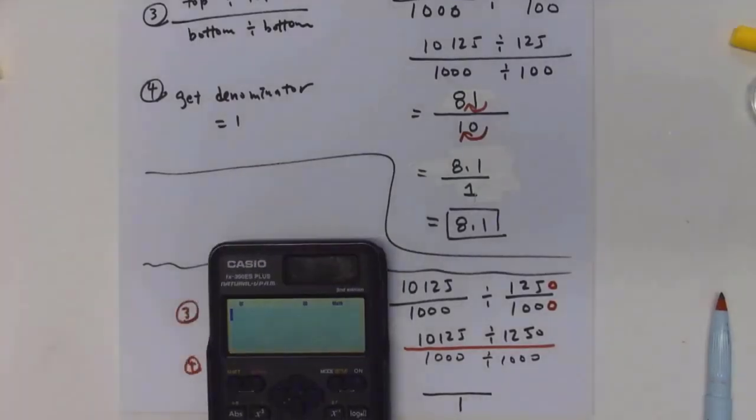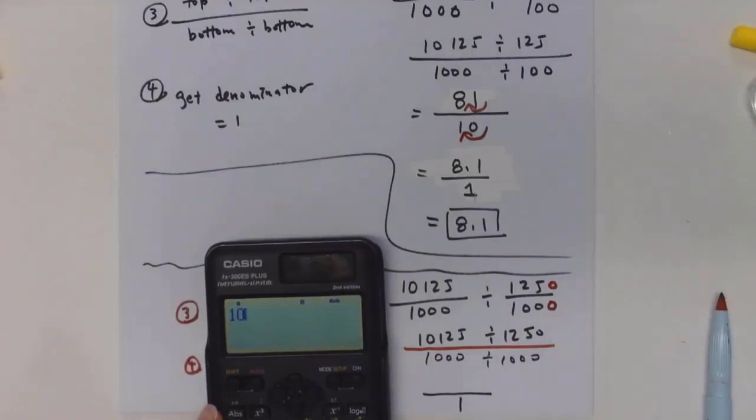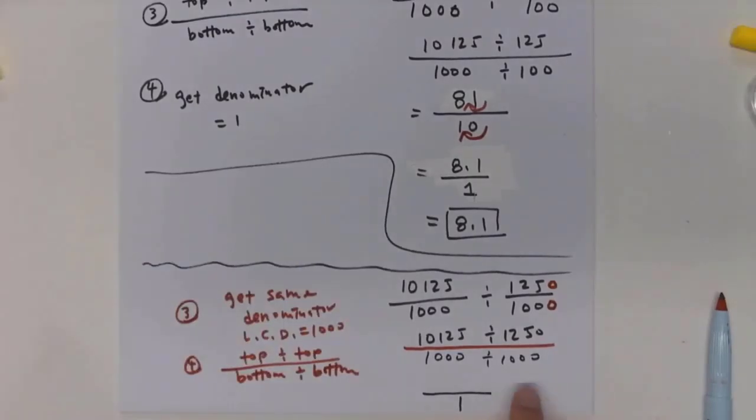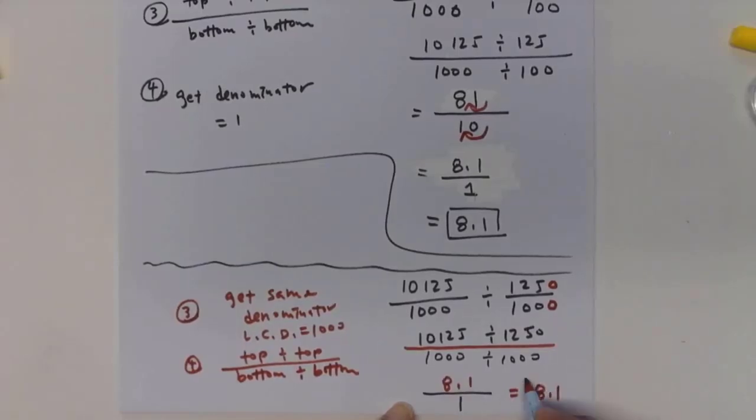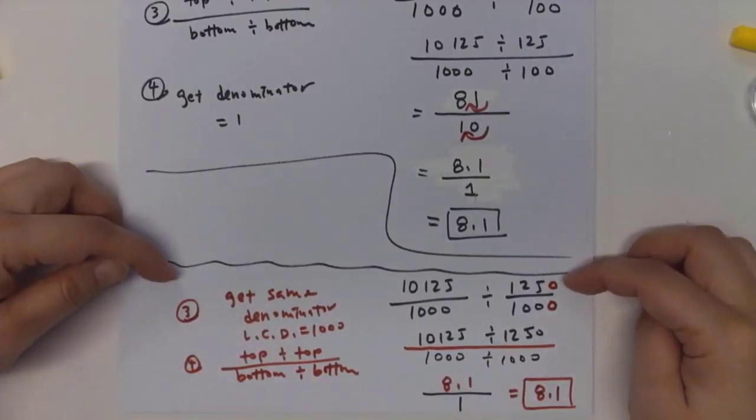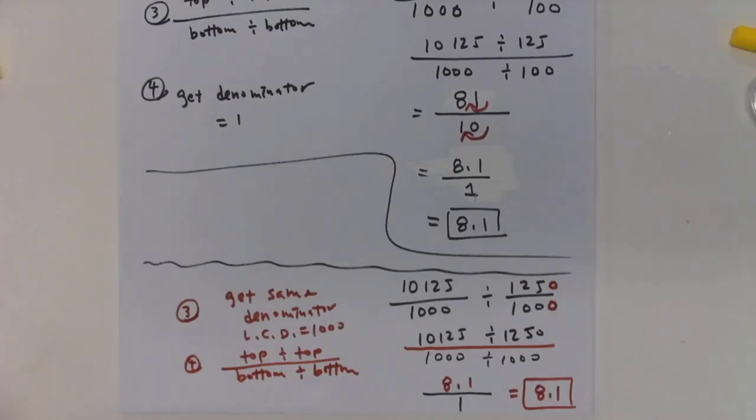This one, if I do 10,125 divided by 1250, then I would get 8.1. Is it okay? I think this is probably less confusing, so I would recommend doing the common denominator. So you can pick up step 3 from here. But both would be acceptable. Are we okay? We haven't done the scientific notation, right?